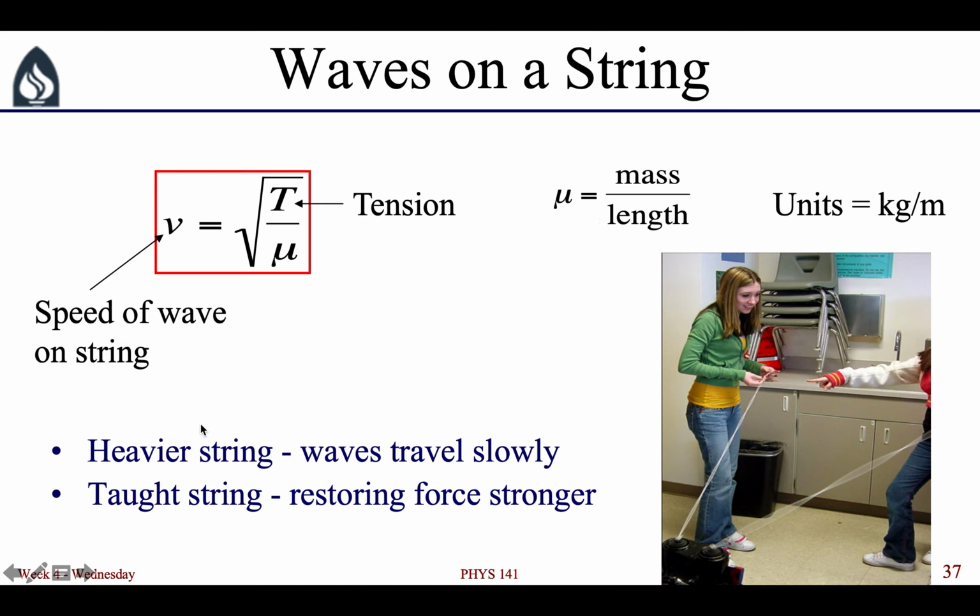So a heavier string means that waves will travel more slowly. And if the string is very tight, the restoring force is stronger, the tension is higher, and the wave will propagate more quickly.